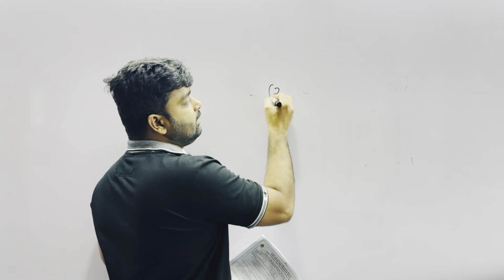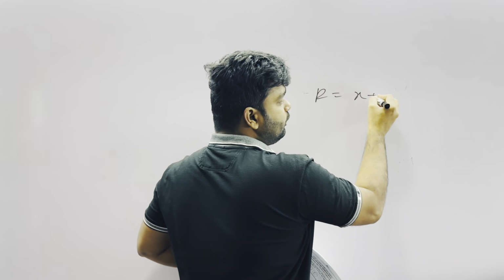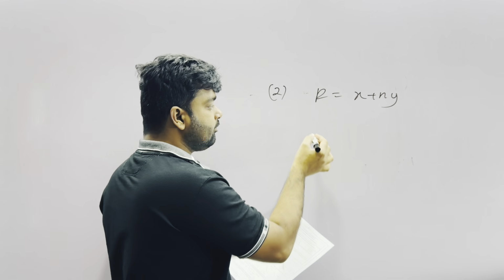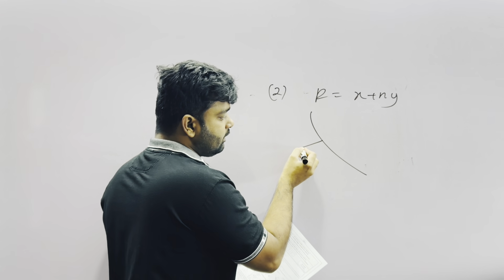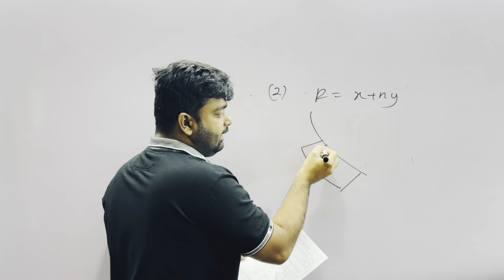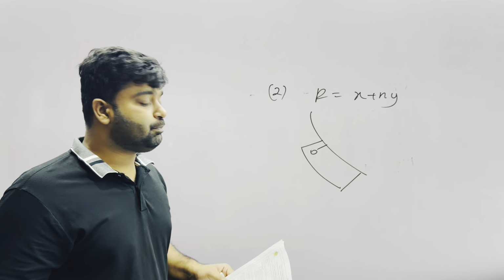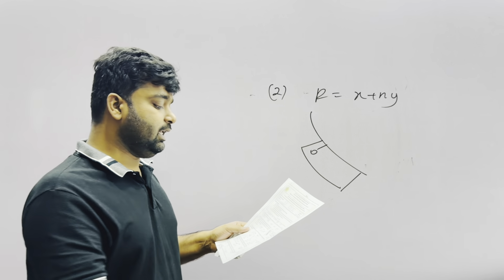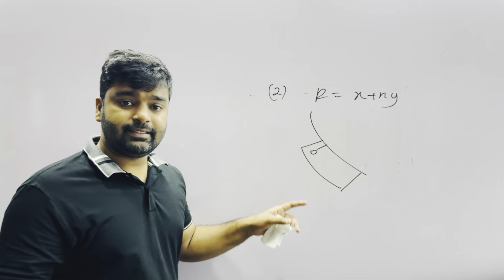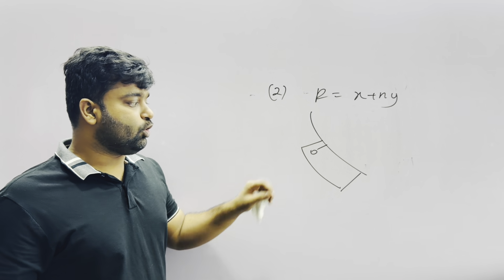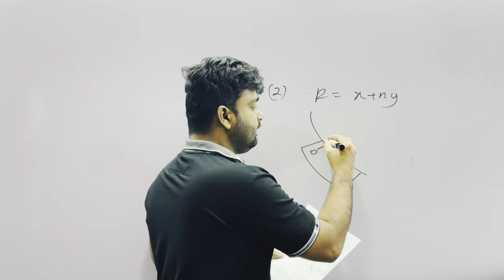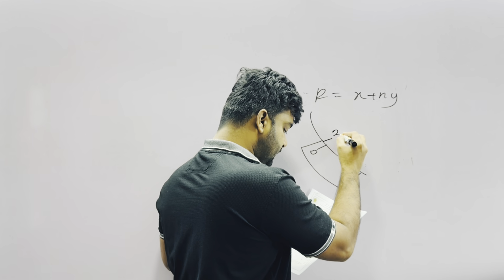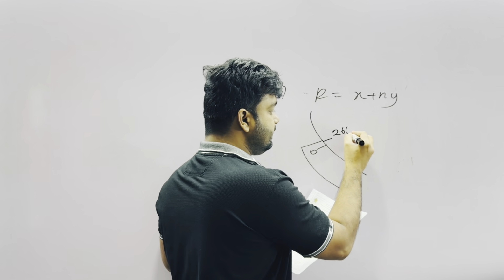Question number 2, circular vernier scale. The equation is given by r equals x plus ny. X is the main scale reading preceding the 0 of the circular vernier scale. That is 266.5 degree.